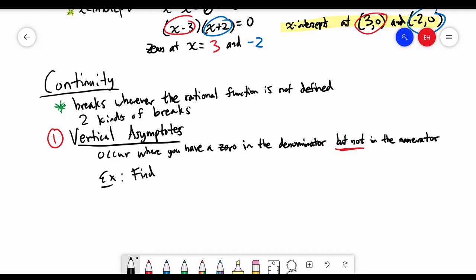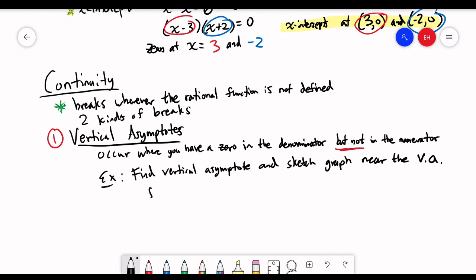Okay, so we're going to find the vertical asymptote for this rational function, and we're going to sketch the graph for this. All of this that we're going over is information that helps you sketch the graph, essentially. So we're going to sketch the graph near the vertical asymptote once we've found it.